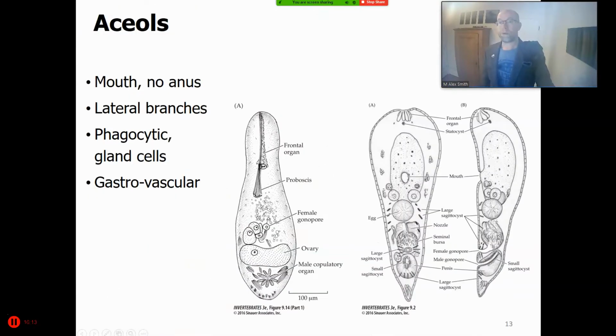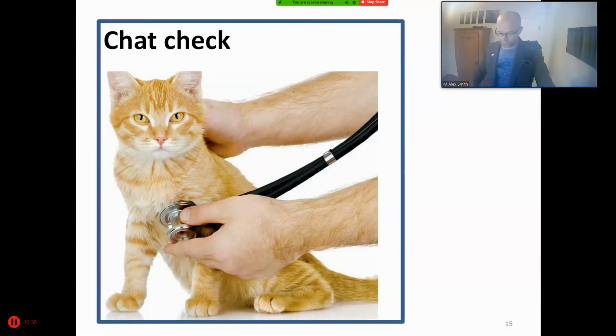Acoels: mouth, no anus, these lateral branches associated with increasing surface area of the, where are we here? Phagocytic gland cells. They have a small gastrovascular system, so slightly different than, and more diverse than the Xenoturbellids, potentially a little bit more complicated. Now, that's a bunch so far of just, here's what they look like, not much. Here's what they do.